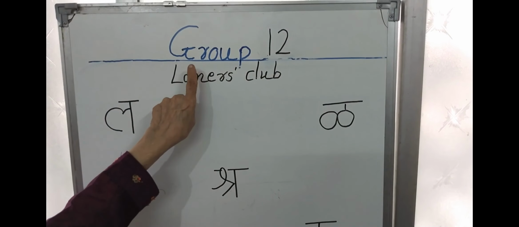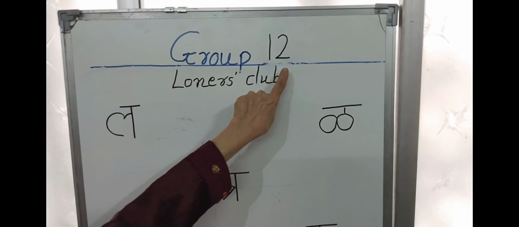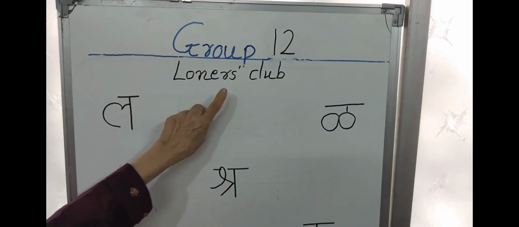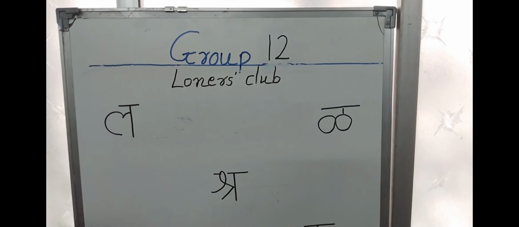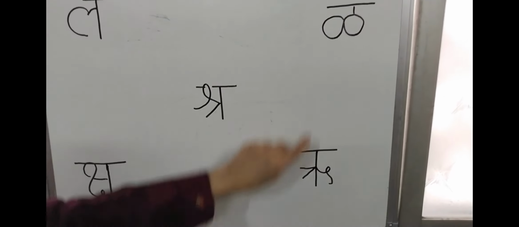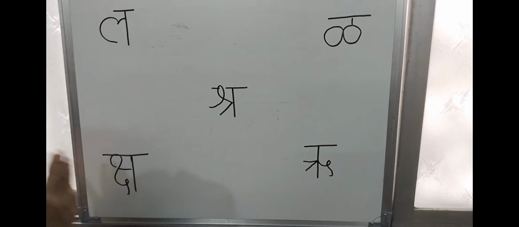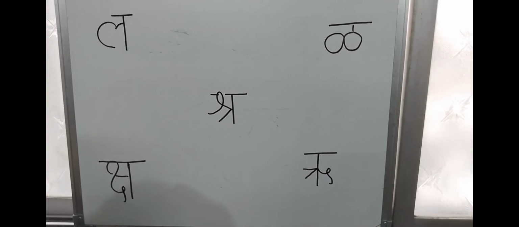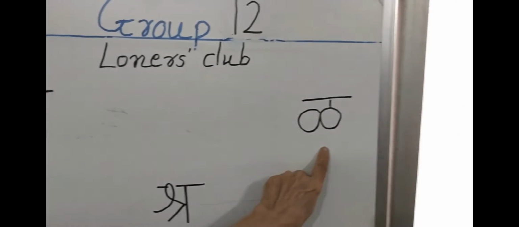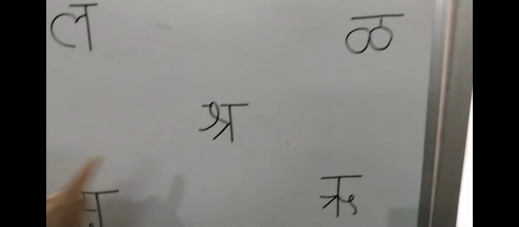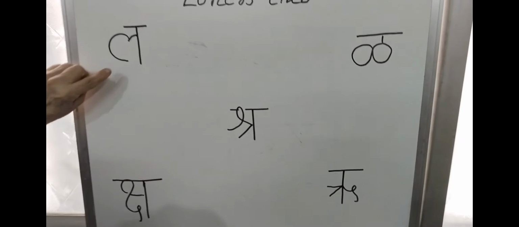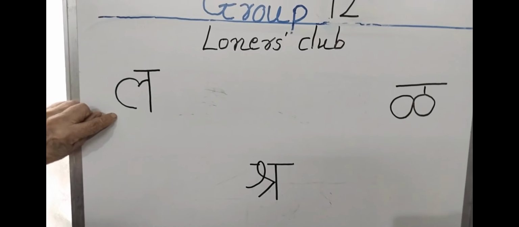Friends, today we are going to cover group number 12, and jokingly we call it the Loners Club. You know why? Because there are 5 akshars, but all of them differ from one another. These are L, R, Shra, Ksha and Ru. Let us first take L.